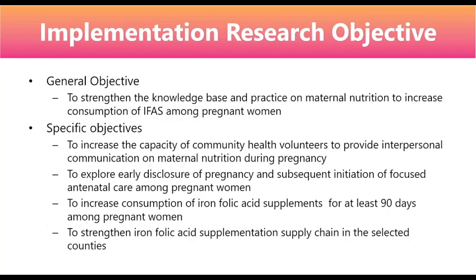So our objectives: the general objective really is to strengthen the knowledge base and practice for maternal nutrition, and also to increase consumption among pregnant women. The specific objectives, there are 4 of them, and they look at targeting the mother. We are looking at working around the system, specifically on the supply chain. We're looking at working with the community health volunteers at that level to try and improve communication on maternal nutrition, and also to work with the mother so that we are able to promote early disclosure of pregnancies, subsequent initiation of focused antenatal care, and also linkage to health facilities.